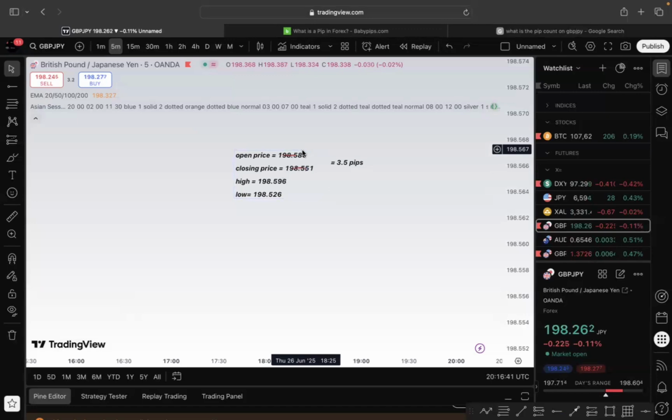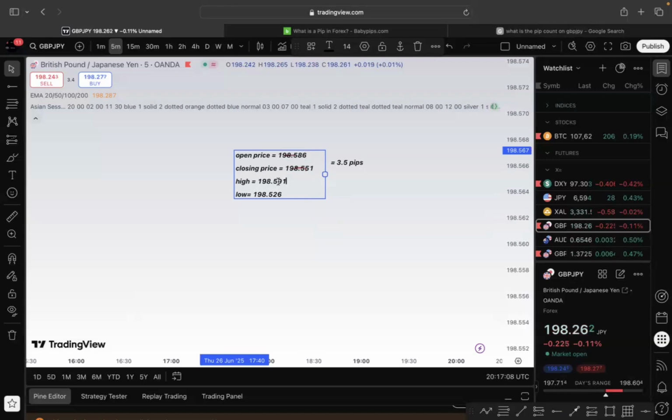Because we know the pip count is from the second decimal place. So from 8 to 9 is 1. The difference is 1. Okay. And the 6 and 6 is the same, so that one, nothing changes. But if this 6 here was maybe 1 instead, now you can do 86 minus 91. What would you even get? Something like 0.5.